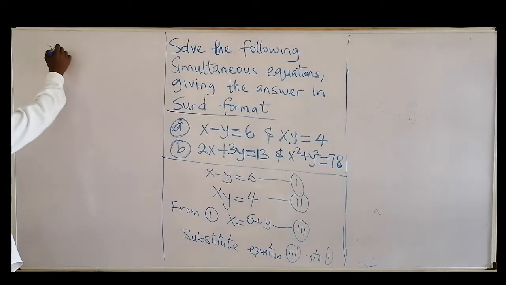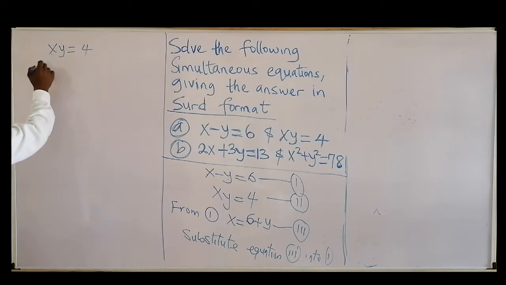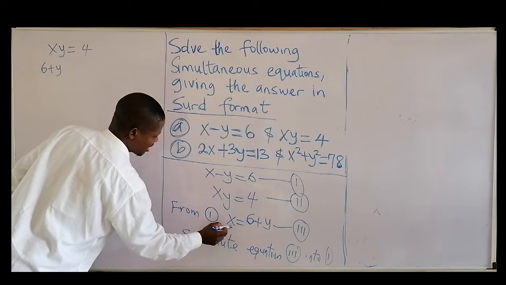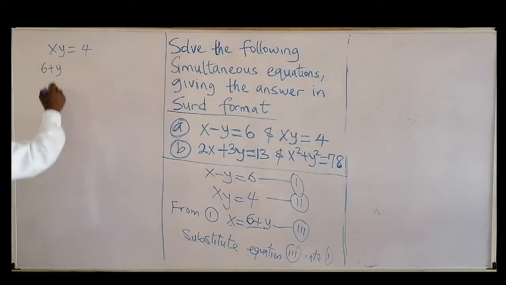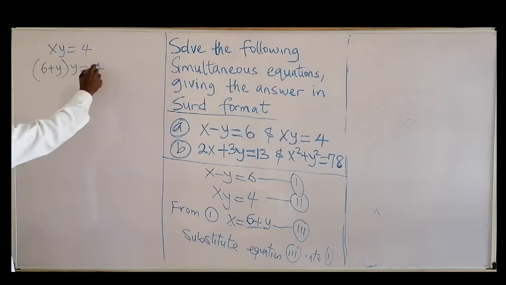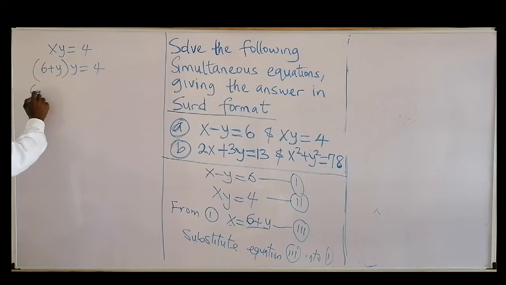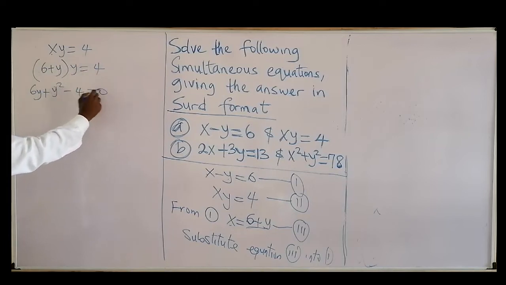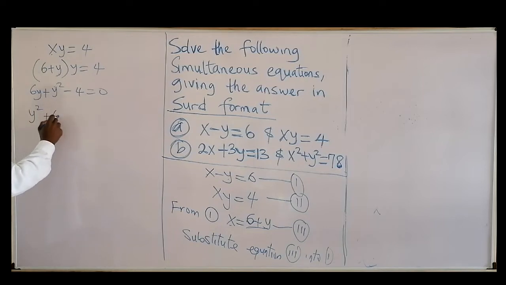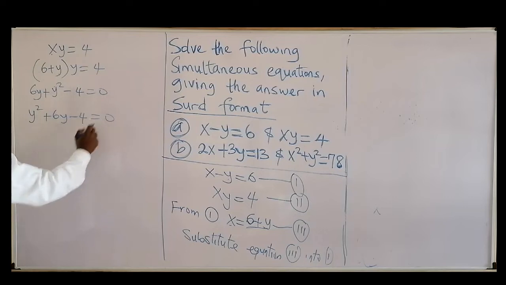We have equation 2 as xy equals 4, and x is 6 plus y. Anywhere you see x, you put this value there: (6 plus y) times y equals 4. Then you do the expansion. This one times this one, 6y. This one times this one, that's y squared. Then you move the 4 to the other side, minus 4 equals 0. So we can arrange that as y squared plus 6y minus 4 equals 0.